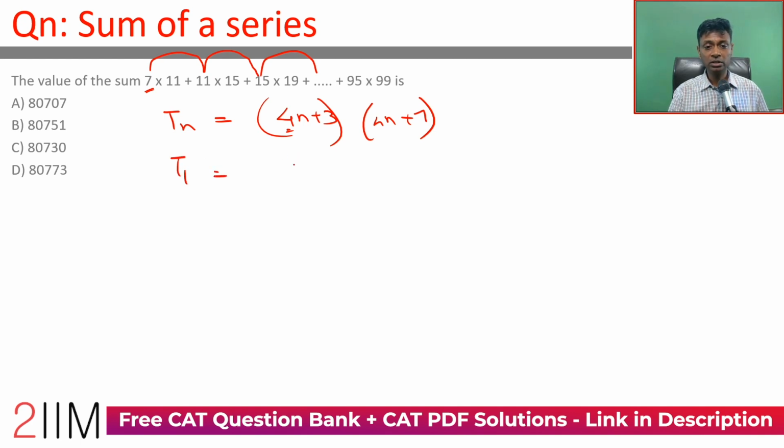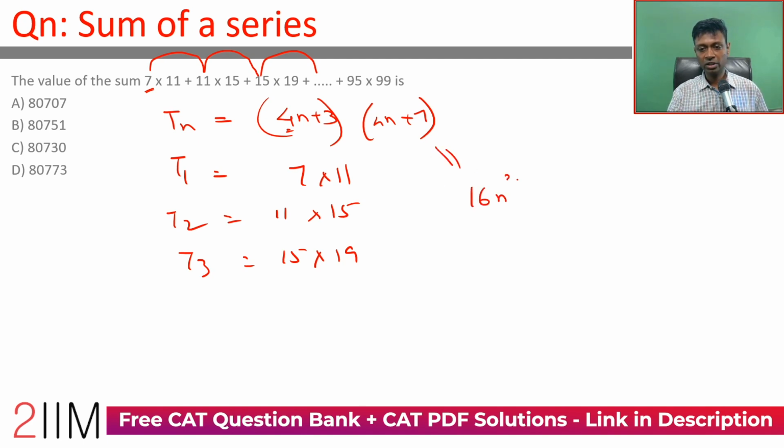T1 is 7 into 11. T2, 4 into 2, 8, 8 plus 3, 11 into 15. T3 is 15 into 19 and so on. So 4n plus 3 into 4n plus 7. If you expand this, this is 16n square plus 12n plus 28n plus 21, or 16n square plus 40n plus 21.